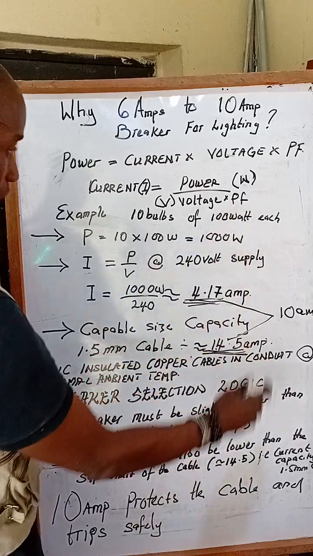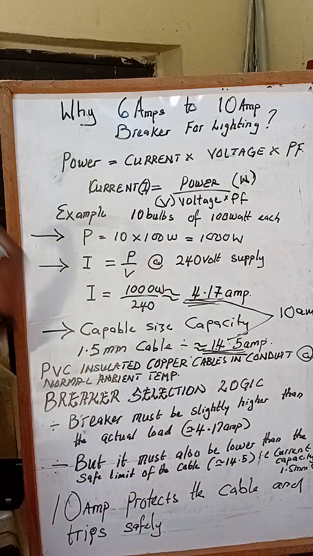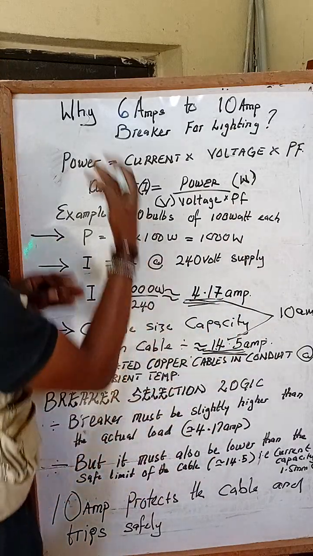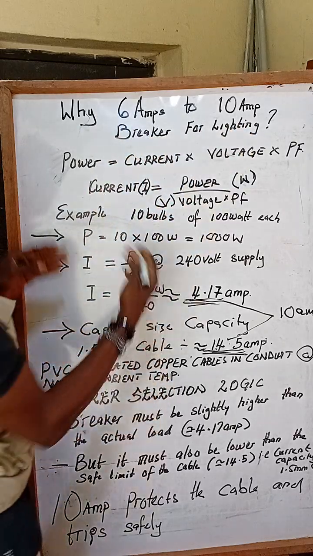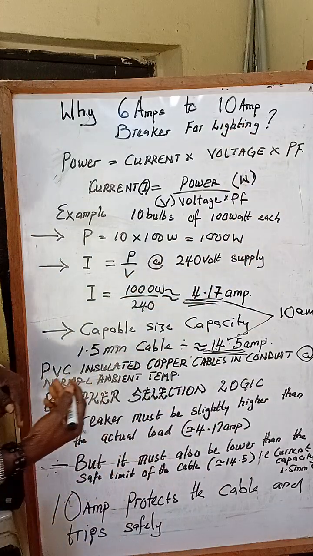That is how we do the calculation to know that we are going to use between 6 amps to 10 amps breaker for lighting. Thank you.